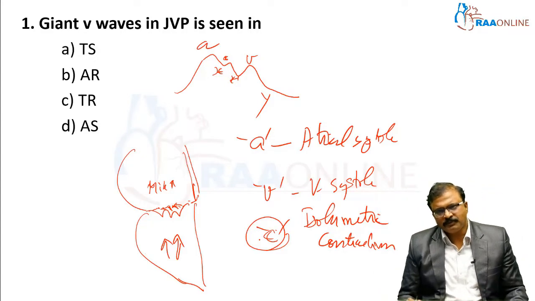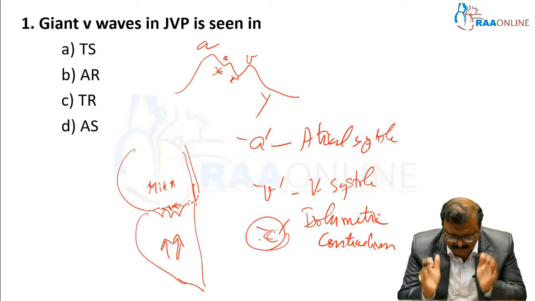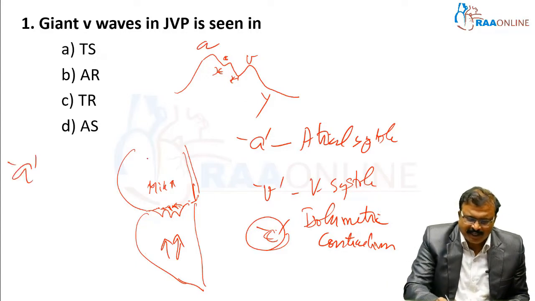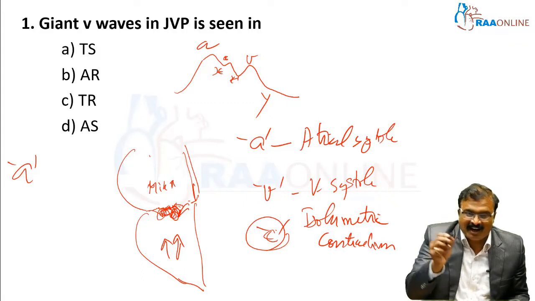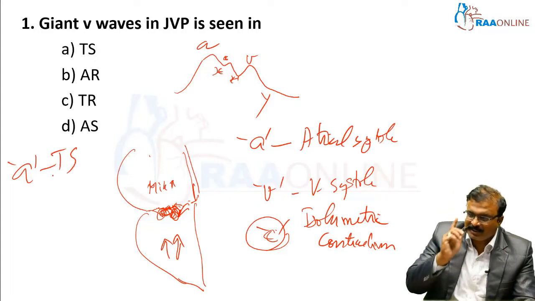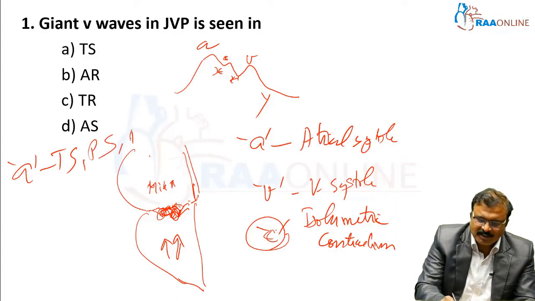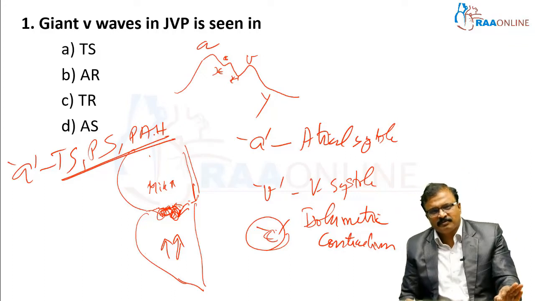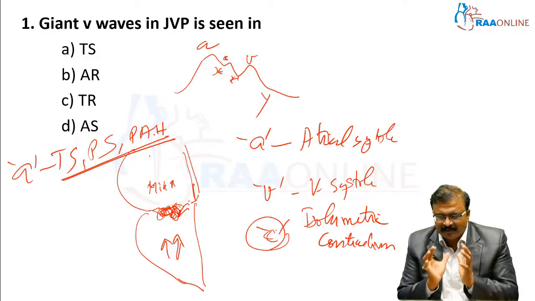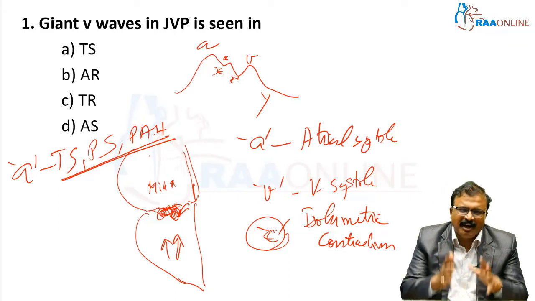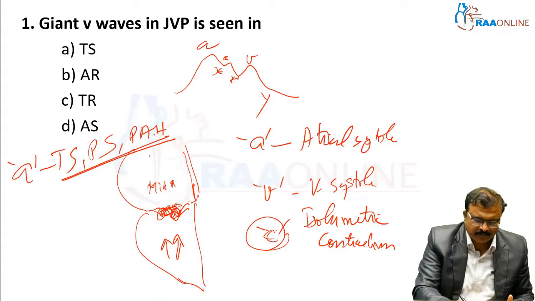Now, when you get a prominent A wave, the atrium is contracting against a tight valve. When the tricuspid valve is tight, then you get a prominent A wave. Tricuspid stenosis, again pulmonary stenosis, pulmonary artery hypertension, all will cause prominent A wave. A waves are absent in atrial fibrillation. There is no force of atrial contraction.